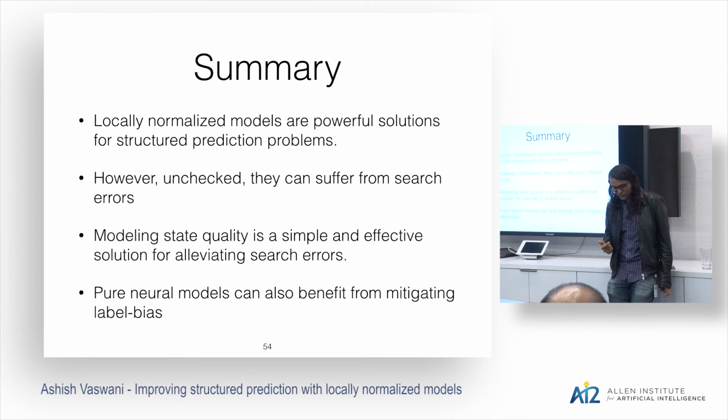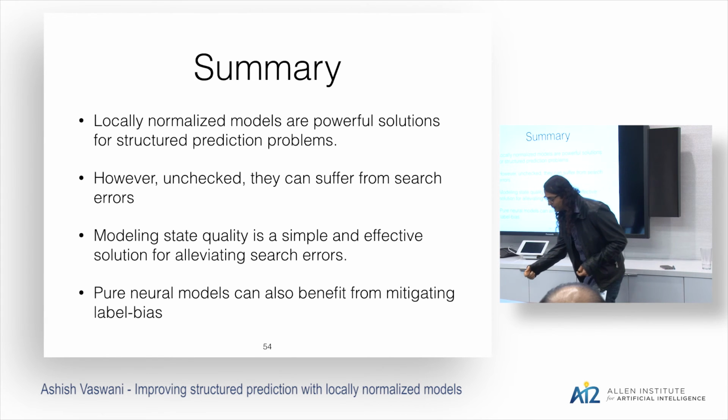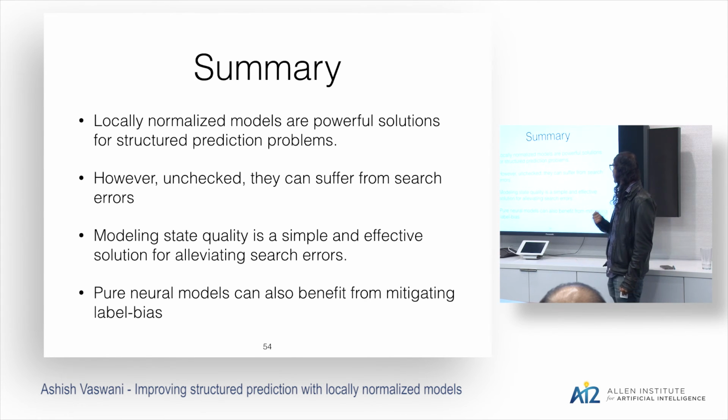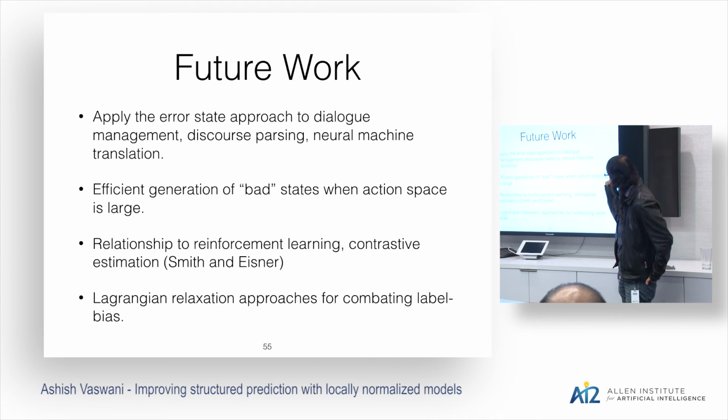What we did in the previous approach in dependency parsing is in stark contrast with what happened before. There was no notion of modeling how good the state was. When you have these locally normalized models, and in particular when you're doing beam search, you can definitely fall into traps where states are bad, and you have no control over outgoing distributions, which could have low entropy. So modeling state quality is a very useful notion. I believe it's important to actually evaluate where you're at. And in the last part, I showed how pure neural models can also benefit from mitigating label bias. There's been some similar work in dialogue management with these error states.